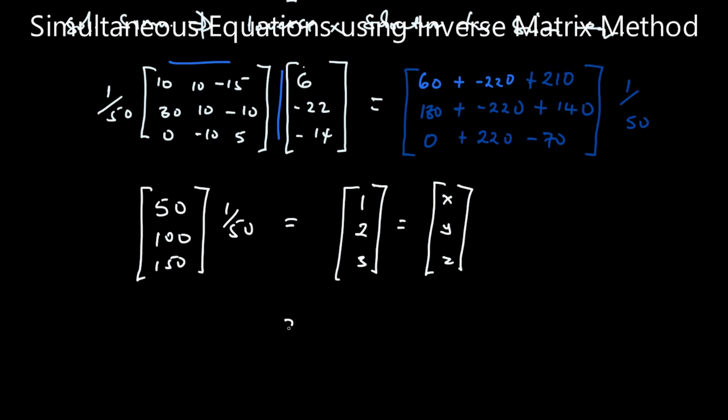Therefore implying that the value for x is 1, y is equal to 2, and z is equal to 3. That is simply how we solve simultaneous equations using the inverse matrix method.